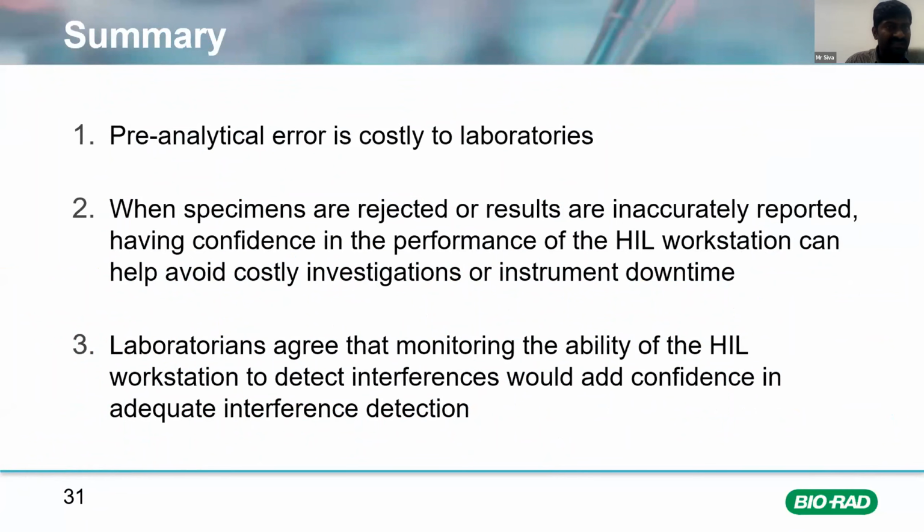Just to summarize the last slide, pre-analytical error, as we know, is the costliest to the laboratory. So when specimens are rejected or results are inaccurately reported, we know what's going to happen. So having confidence in the performance of the HIL workstation can help avoid costly investigations and instrument downtime. So something like serum indices would definitely help there. And laboratorians agree that monitoring the ability of the HIL workstation to detect interferences would definitely add confidence in the adequate interference detection to the laboratory personnel.